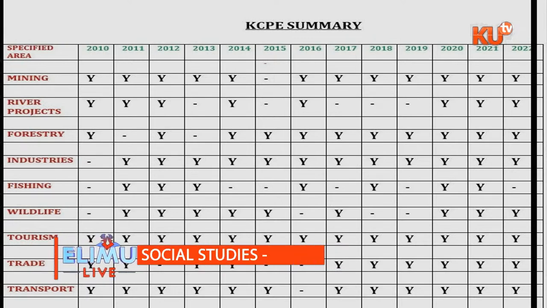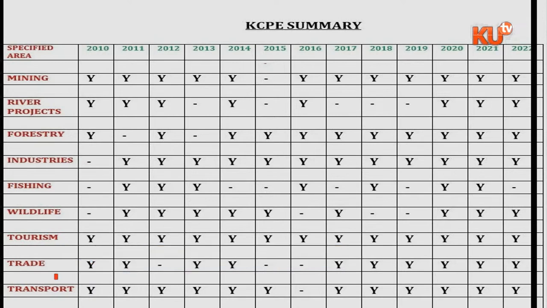Fishing, it is just like multi-purpose river projects. 2010 it was not set. 3 years, 2011, 12 and 13, that question came. 2 years it missed. 2016 it came. 2017 it missed. 2018 it came. 2019 it missed. Like that, you can see that flow. What does it tell you about 2022?